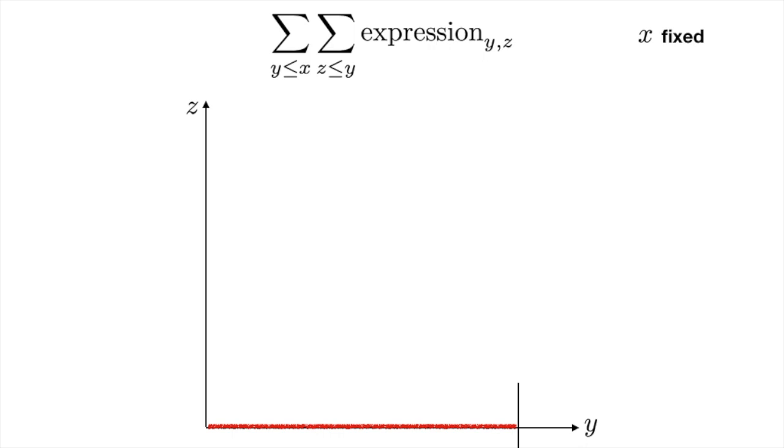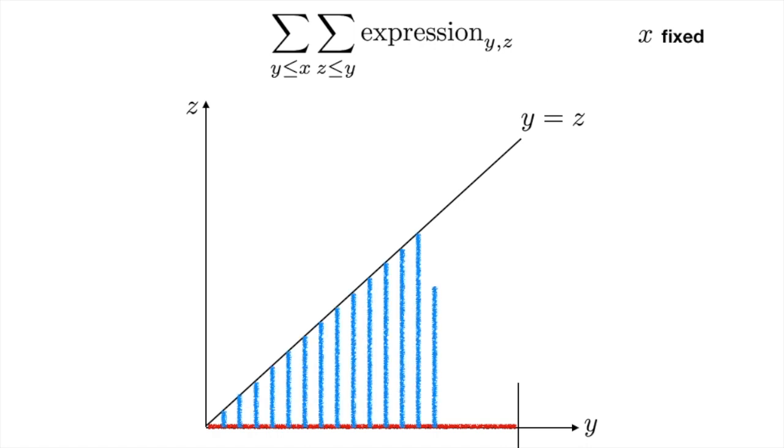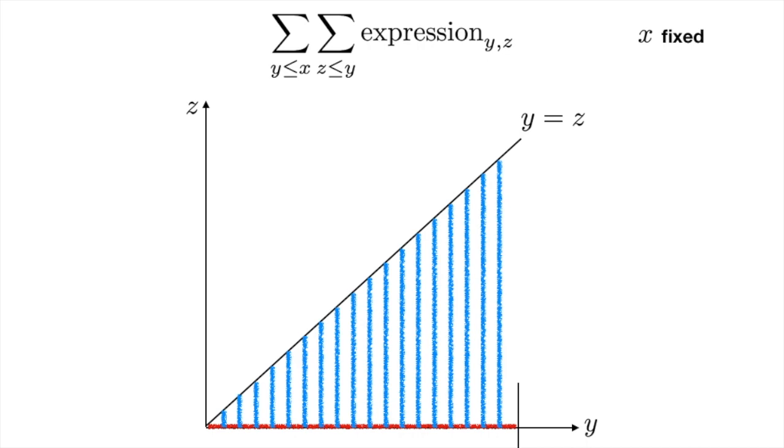Now the variable z is also represented by a second dimension. The inner sum over z ranges from some minimal value from the red segment to the line y equals z. The region that we are summing over is the area between the red segment and the line y equals z.